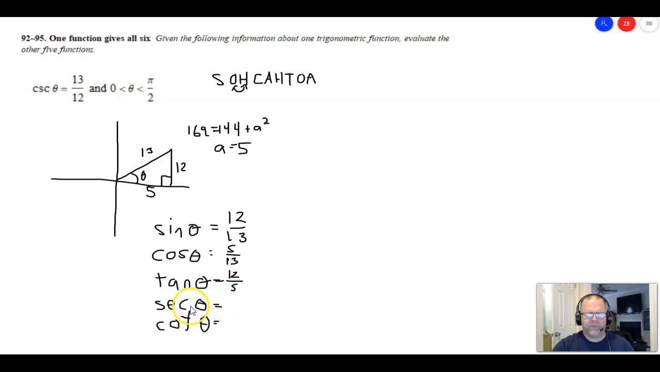The secant is 1 over cosine, or since the cosine is adjacent over hypotenuse, the secant is hypotenuse over adjacent, so that's going to be 13 over 5. And finally, the cotangent is 1 over tangent, and the tangent is opposite over adjacent, so the cotangent is adjacent over opposite. So it would be 5 over 12. And that is all of them.